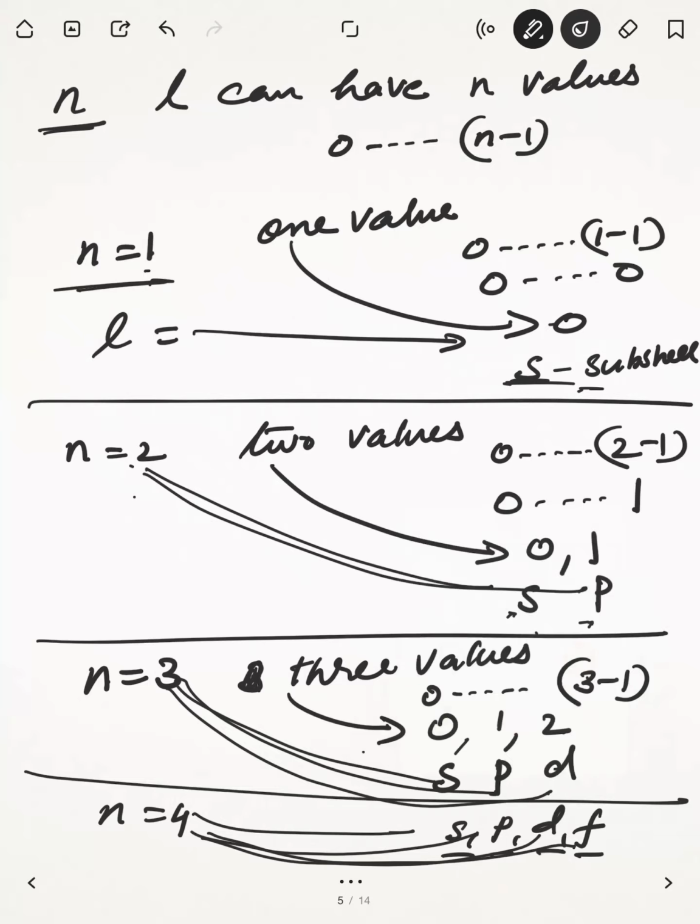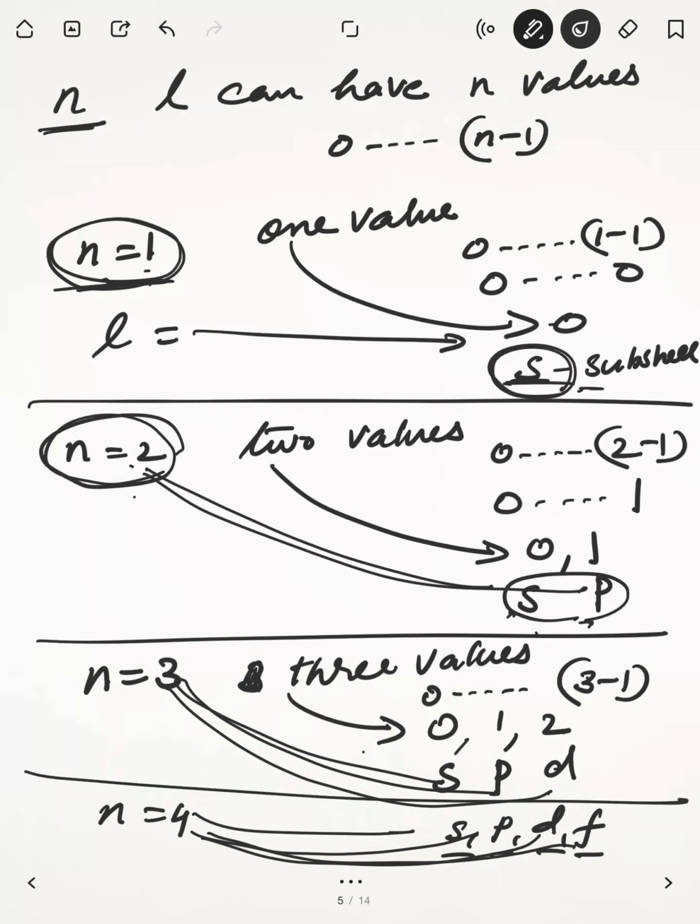Number of subshells, how many subshells? Number of subshells will be n for the principal quantum number n. If the principal quantum number is 1, then number of subshells will be 1. When the principal quantum number is 2, the number of subshells will be 2, S and P. When the principal quantum number is 3, the number of subshells will be 3. 1, 2, 3. So the number of subshells is equal to n for the principal quantum number n.